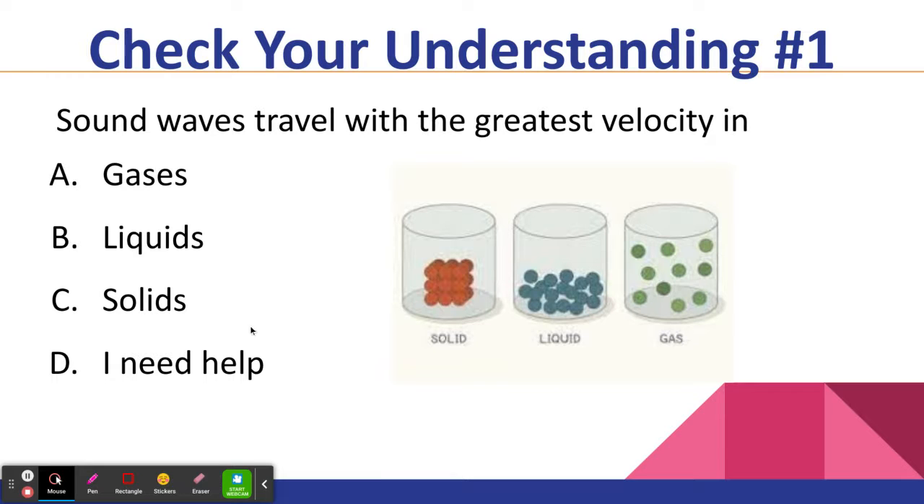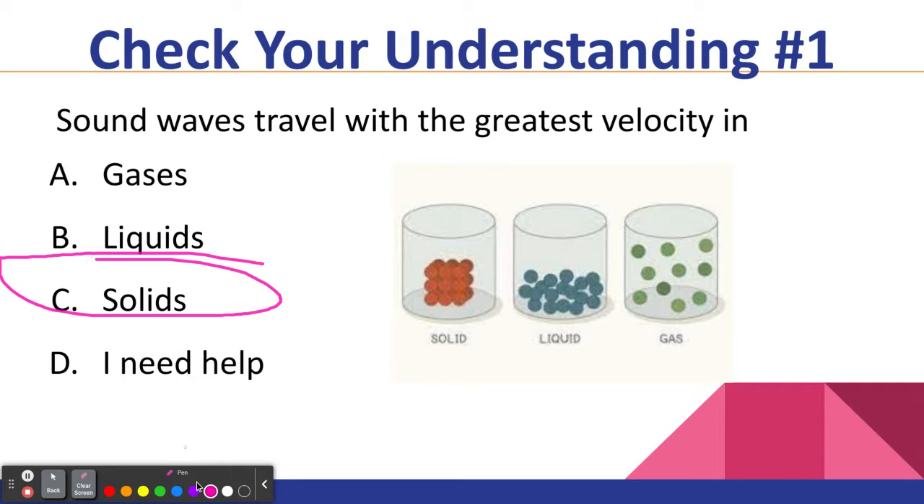So check your understanding number 1. This is literally the only check your understanding in this whole set of notes. Sound waves travel with the greatest velocity in which kind of medium? It's going to be solids. It's going to travel through solids like it's no one's business, because the makeup of the solid is arranged in a way that's easier to transmit those sound waves than, say, a gas where there's more space.